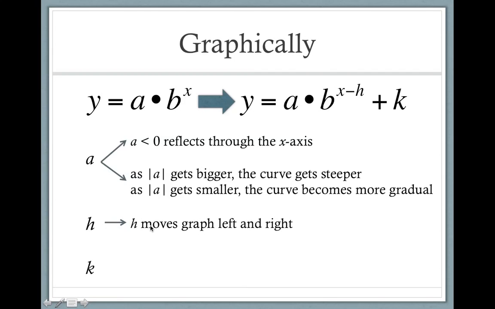H, again, is going to move our graph to the left or the right. And remember that the minus is part of what the general form is. So the h is always opposite of what it looks like in the general function. And then the k is going to move our graph up and down. And because that's a plus k, that's exactly what it looks like.